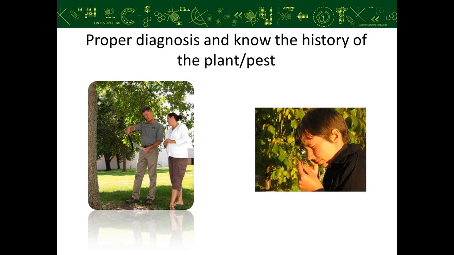Making sure that if you're doing an insecticide treatment, that the part of the problem is actually caused by an insect. And so making sure that you properly diagnose the site, making sure you're working with the customer to ensure that you know the history, were these trees infested and attacked in previous years, things that you can do to make sure that you're really making a proper diagnosis.